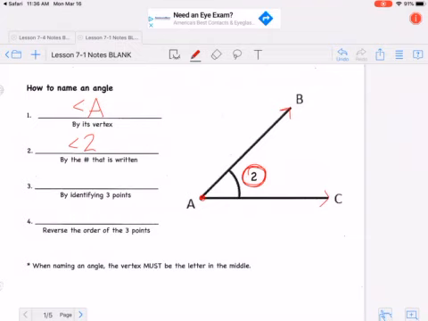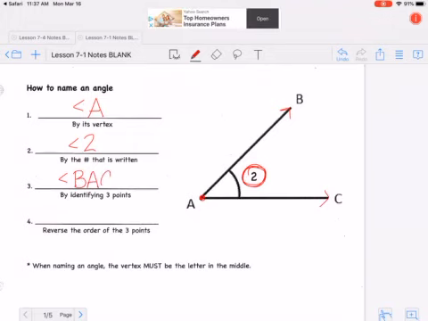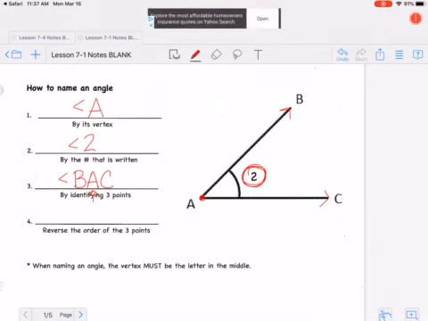Number 3, it says by identifying 3 points. So the biggest thing when you are identifying your 3 points, you have to start with not the vertex. So you want to either start for this angle at B or C. So let's start with B. So we'd have angle B, A, and C. So our vertex here, letter A, is in the middle. It's always going to be in the middle.